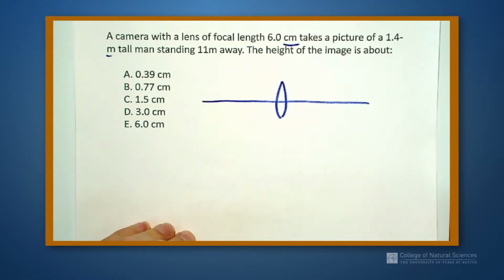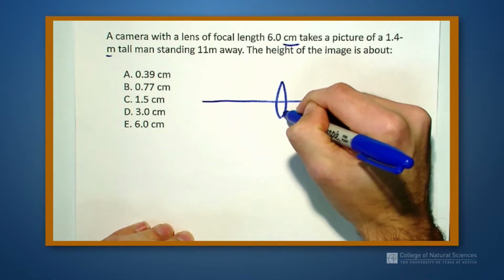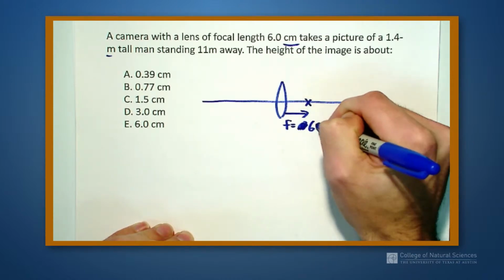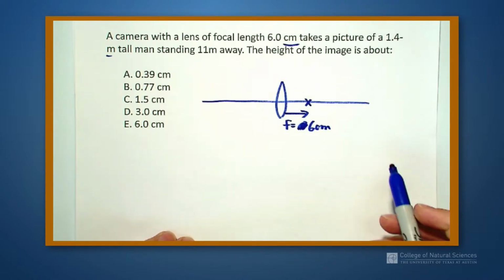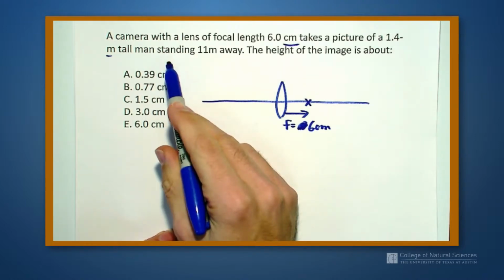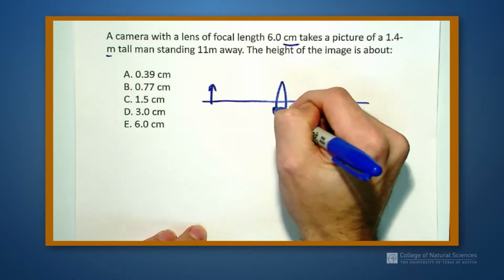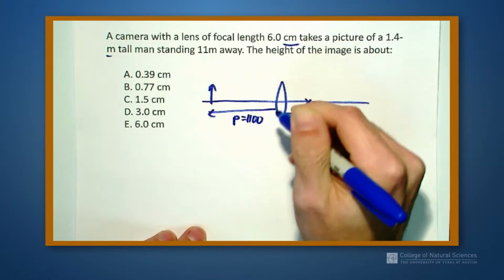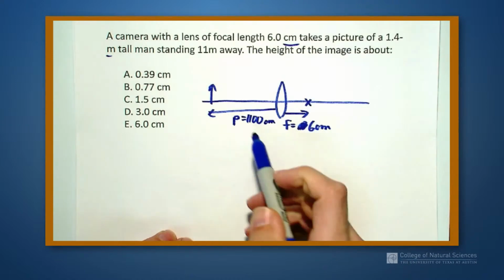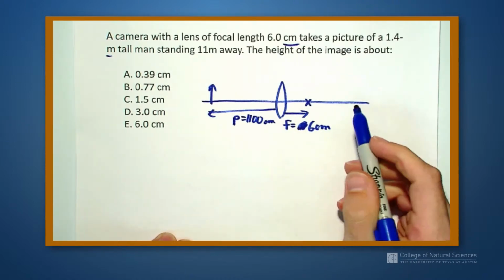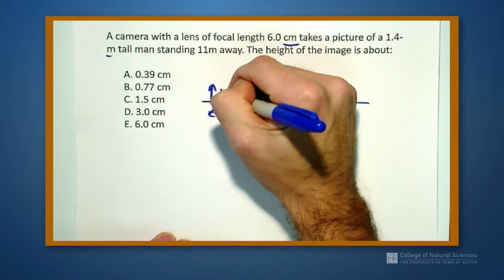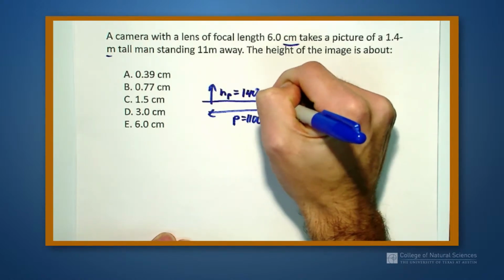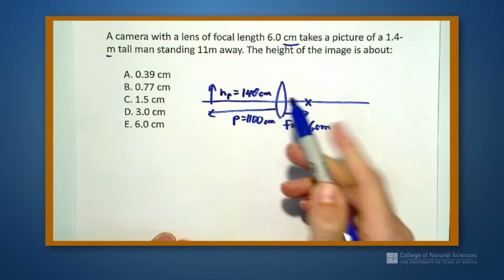So I have a camera that has a focal length of 6 centimeters. F equals, let's do 6 centimeters. I'm going to convert everything into centimeters. The man is standing 11 meters away. So my object distance is 11 meters, or 1100 centimeters. 11 times 100 centimeters. And the height of the object is 140 centimeters, 1.4 meters.